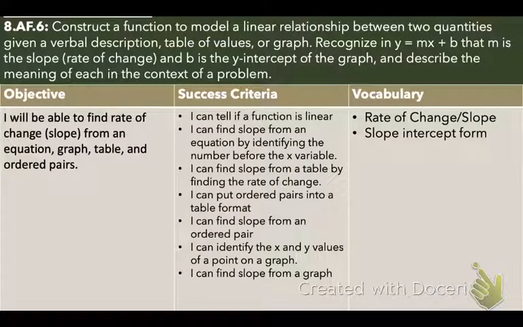Okay, this is our objective for today. I will be able to find the rate of change slope from an equation, graph, table, and ordered pairs. We have basically 4 different chunks where we focus the first chunk on equations, the second on graphs, the third on tables, and the fourth on ordered pairs. So let's start with equations.